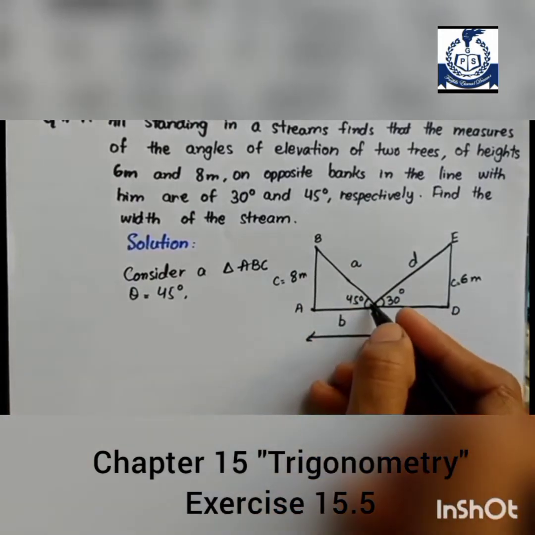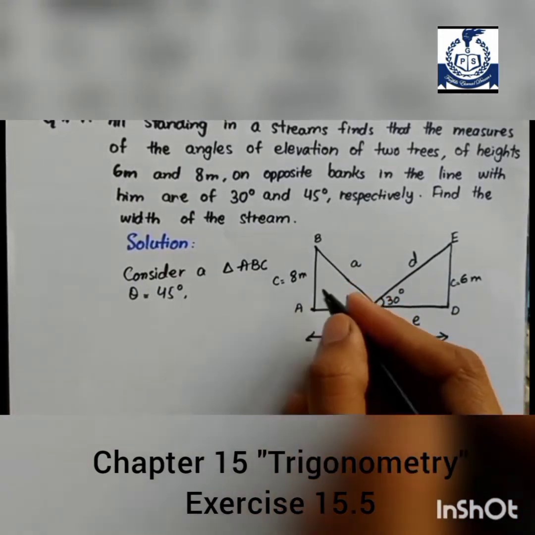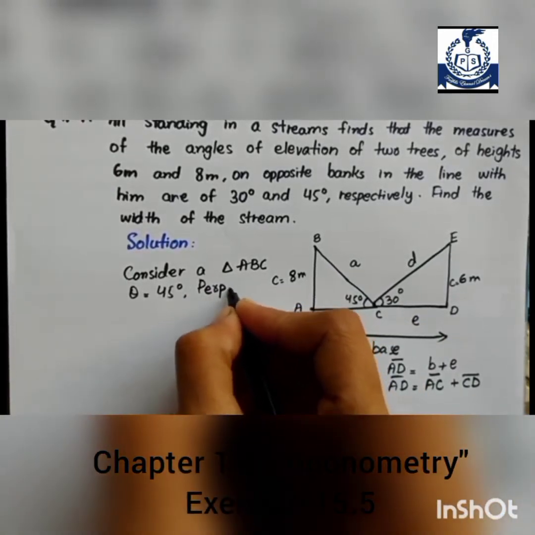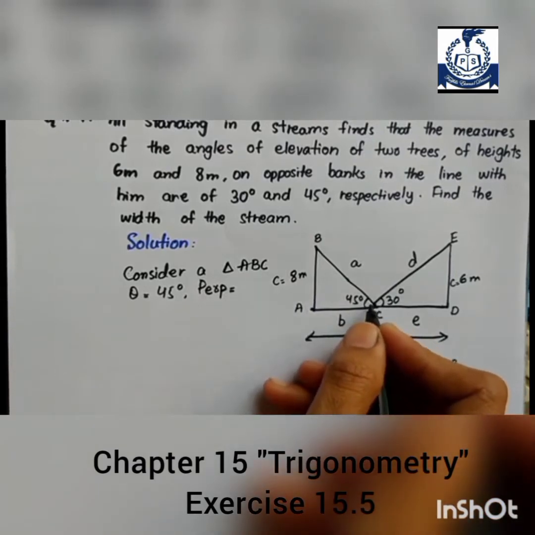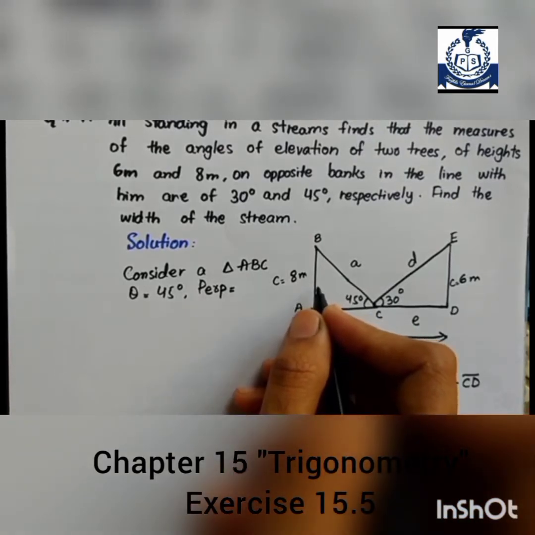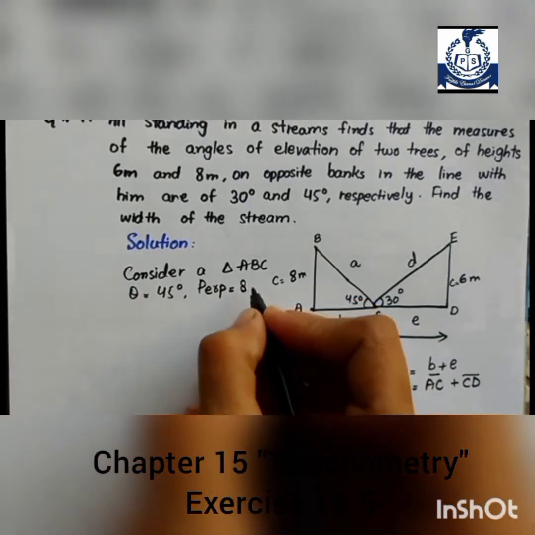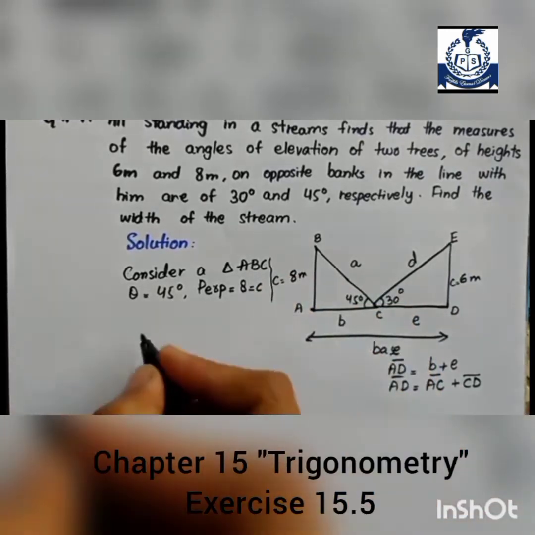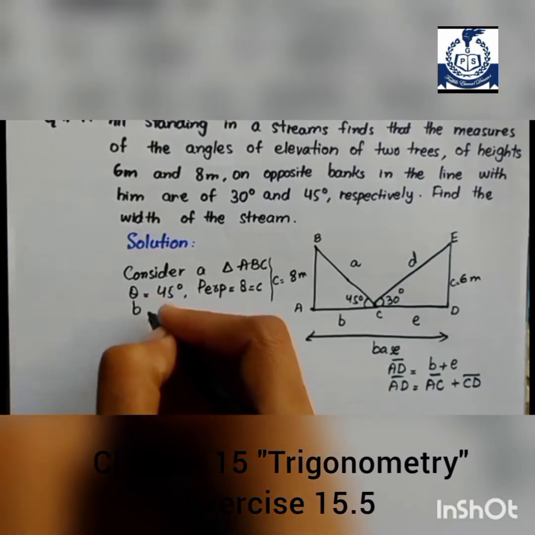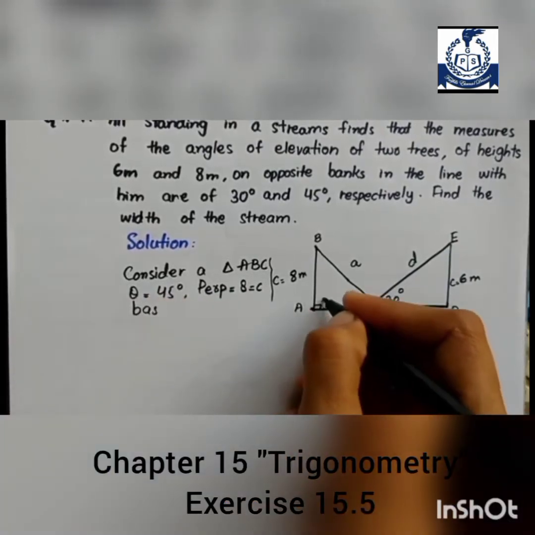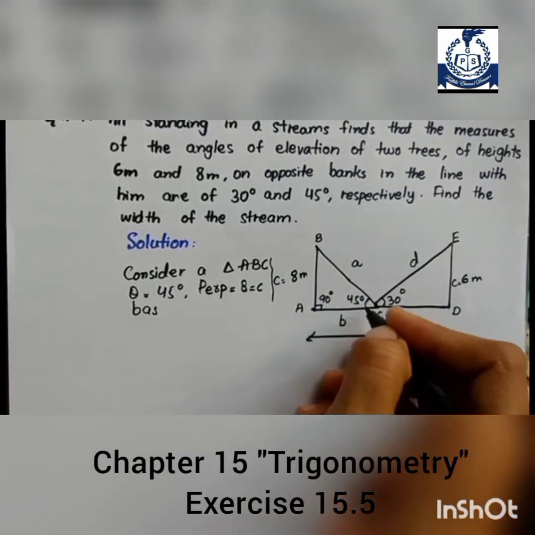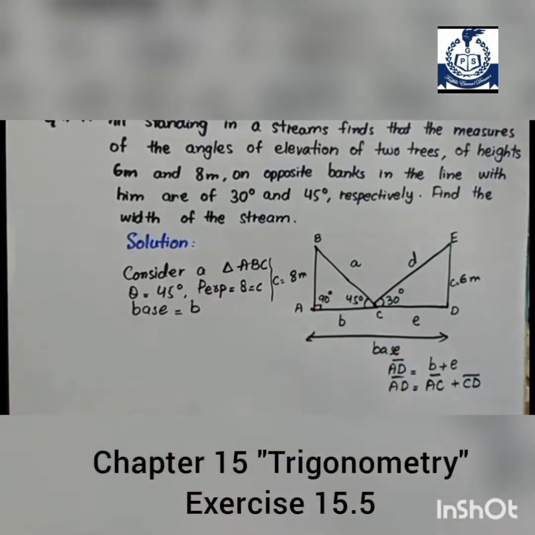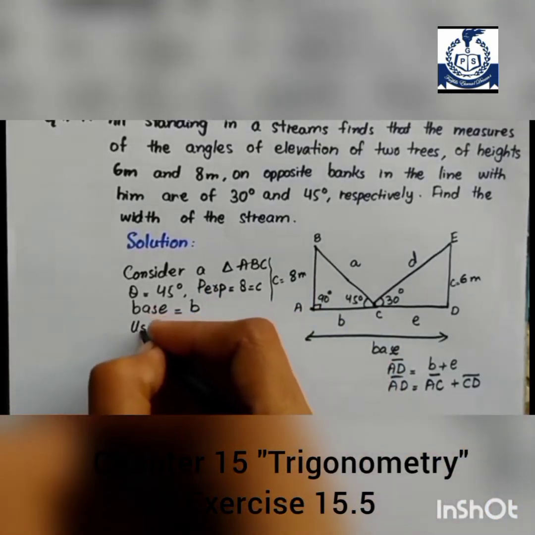and this is called perpendicular because opposite of the angle is the perpendicular. So perpendicular is equal to 8 meter, which is denoted by small c, and we need to find out the base, which is denoted by small b. Here we made a 90 degree angle. Base is denoted by small b, and we need to find out the b.